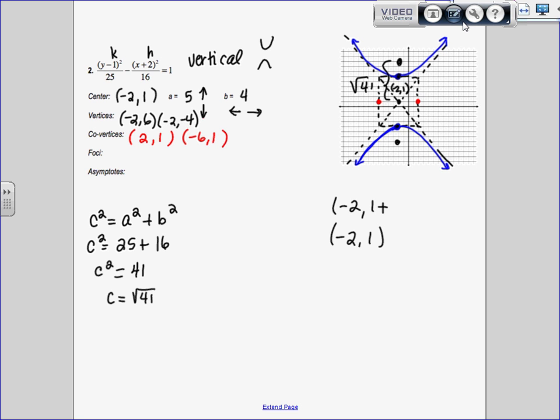-2, 1 plus the square root of 41. It's going to be weird looking. And then the other one's going to be -2, 1 minus the square root of 41. So you're adding to the y value and you're subtracting from the y value. So those are the foci. I told you last time that you could have weird ones, especially on Math Excel. I'm usually pretty nice. Most of them I give you good ones. All right, so we're going to have that.